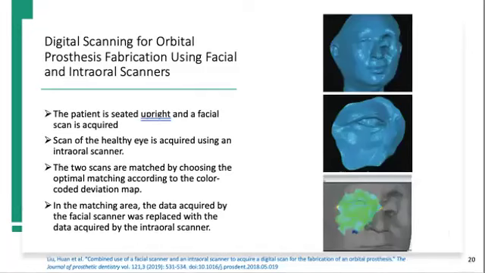This is another case report where they used a facial scanner and an intraoral scanner to acquire a digital scan for the best fit and best details for the fabrication of an orbital prosthesis. In this case, the patient was seated upright and the facial scan is acquired. Then a scan of the healthy eye is acquired using an intraoral scanner. And the two scans are matched by choosing the optimal matching according to the color map, deviation map, sorry. And in the matching area, the data acquired by the facial scanner was replaced by the data acquired with a more detailed intraoral scanner.